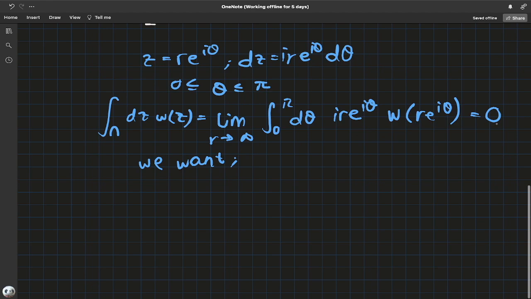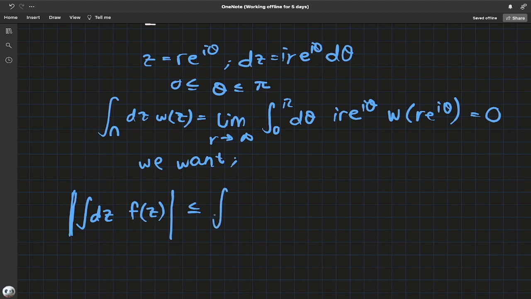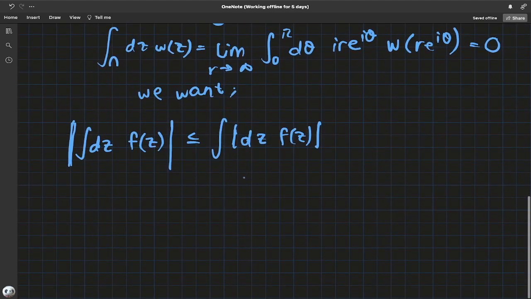So to set this equal to 0, we want to do some analysis, probably what I call the essence of complex analysis. We have the absolute value of the integral of dz f of z, and we know that this is less than or equal to the integral of the magnitude of dz f of z. This is an application of the triangle inequality, a continuous version of the triangle inequality.